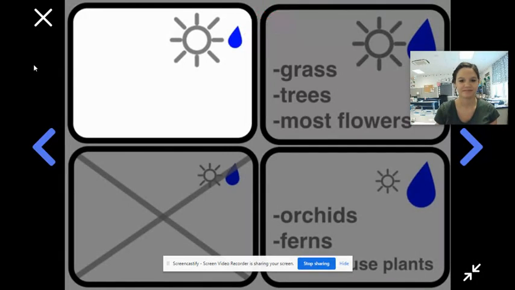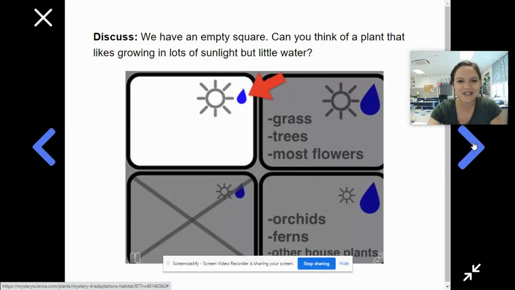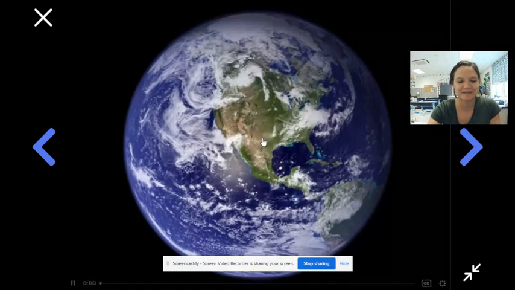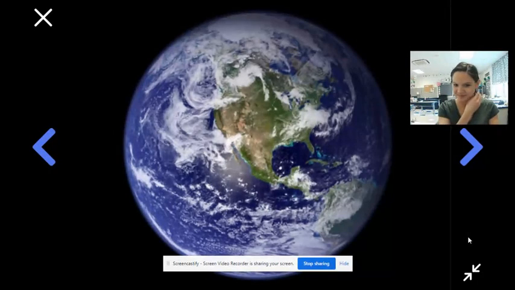Can you think of a plant that would go here? Are there any plants that do well with little water but lots of sunlight? Ooh, little water, but lots and lots of sun. I bet you're thinking of one based off what the title of this mystery is called. So let's see. Let's look at this plant that needs lots and lots of sunlight, but a little water. A place on Earth where there's almost no water, almost no rain, and yet lots of sunlight?